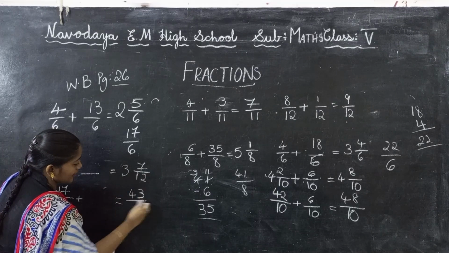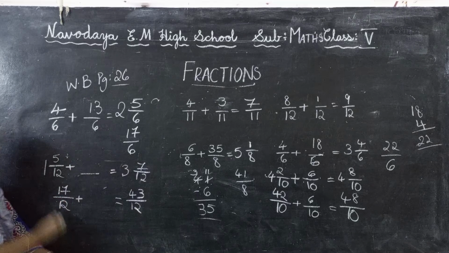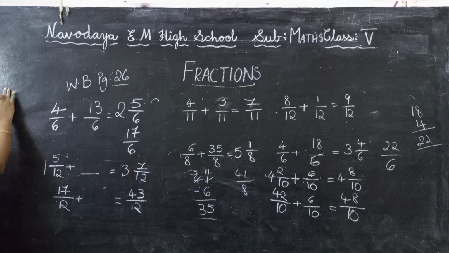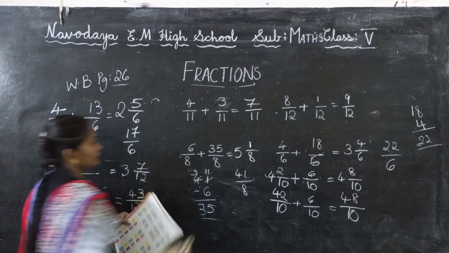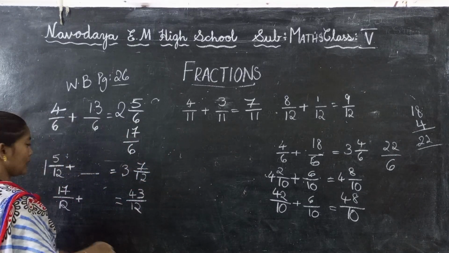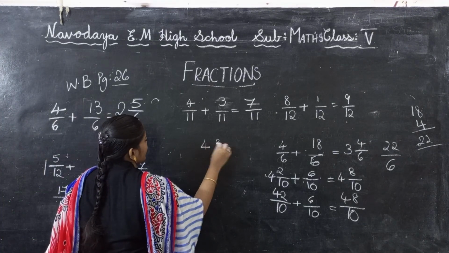43 upon 12. How much do I have to add to 17 to become 43? See here, if I subtract, 43 minus 17.